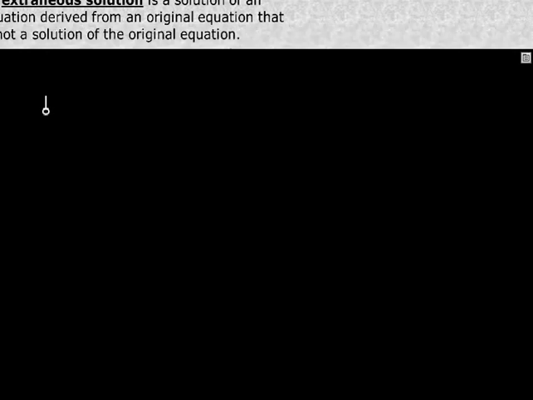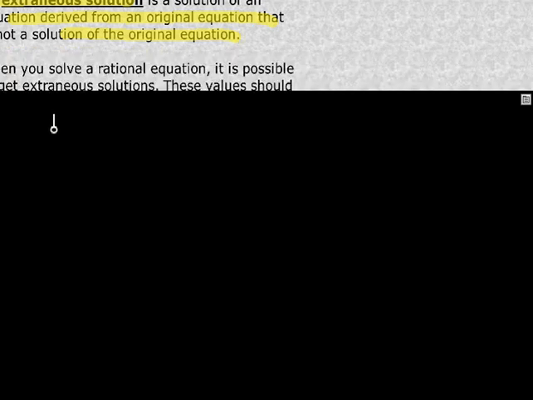So it kind of goes along with the whole checking thing. An extraneous solution is a solution of an equation derived from an original equation that's not the solution to the original equation. So when we deal with rational expressions, we simplify, we cross things out, and in the process of solving an equation, you can end up with a solution that doesn't work in the original, and that's called extraneous. So that's why we always check our solutions, because it may be extraneous.